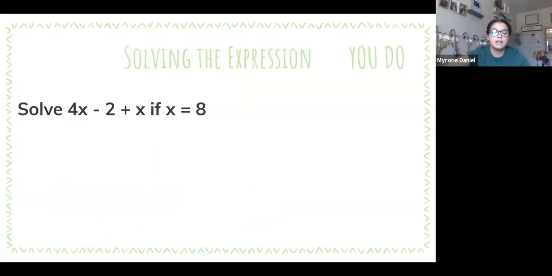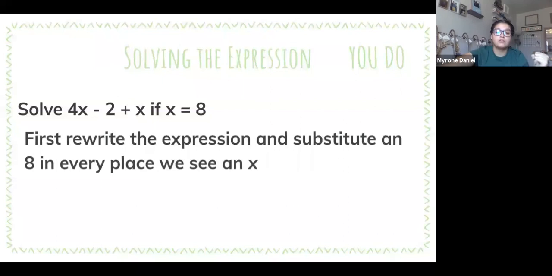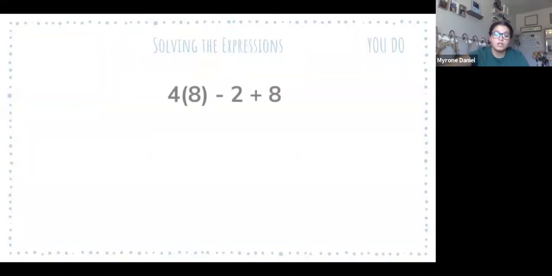Okay, so now that you're back, you should have already rewritten your expression. You should have substituted 8 where you see x and solved using your order of operations. So first, rewrite the expression and substitute an 8 for everywhere you see the x. So I rewrote it and I substituted it. So 4 times 8 minus 2 plus 8 is what I should have gotten as my expression. So we rewrote it, and now we're going to use our order of operations to solve.